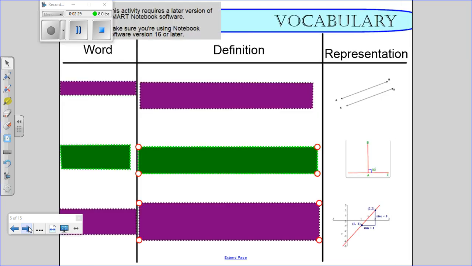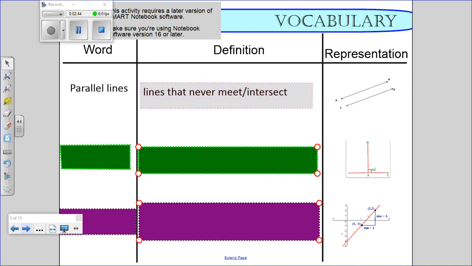All right, let's look at some vocabulary words. So our first word is parallel lines. As you can see over here, we have some parallel lines. They are a little blurry. I apologize. The definition of parallel lines, if we remember, is lines that never meet or intersect. So if we have these two lines, that's line AB, and this is line CD. We want to say that they are parallel to each other. We say line AB is parallel to line CD.